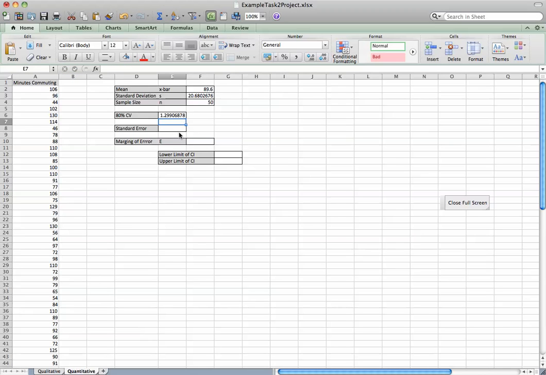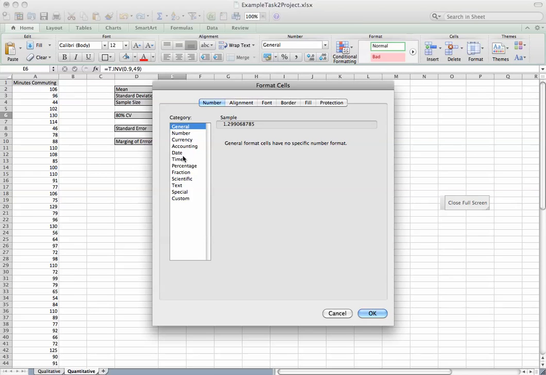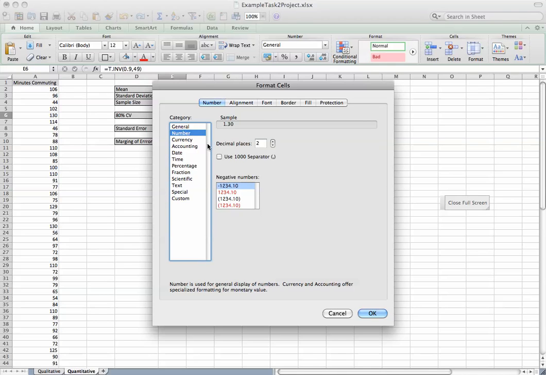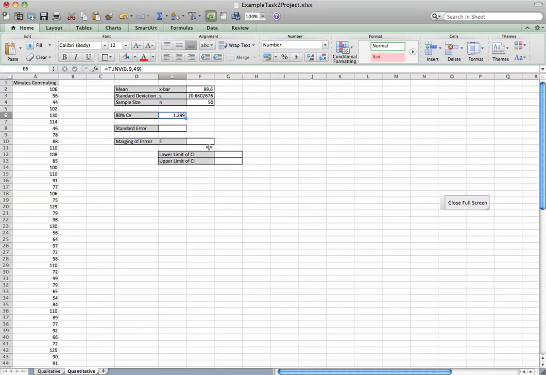So there's my t. Now I may want to round that, so I'm going to go ahead and round that right here as 3 decimal places. So I'm going to format it, and I'm going to say that my sample size here is a number, and I'm going to use 3 decimal places. And so there's my value.